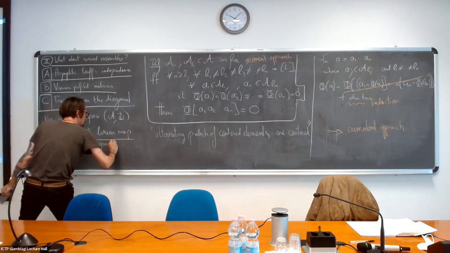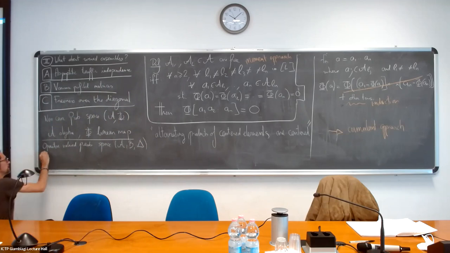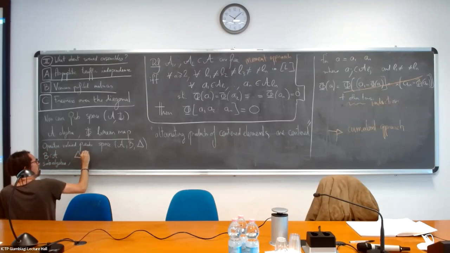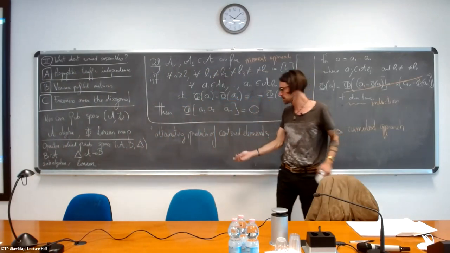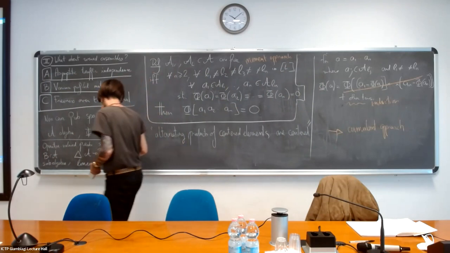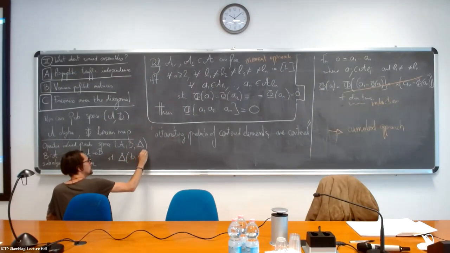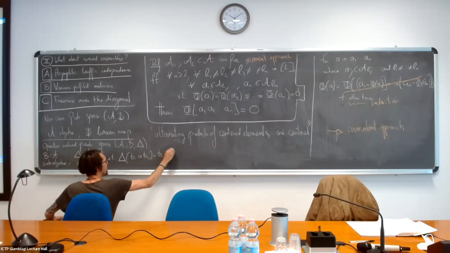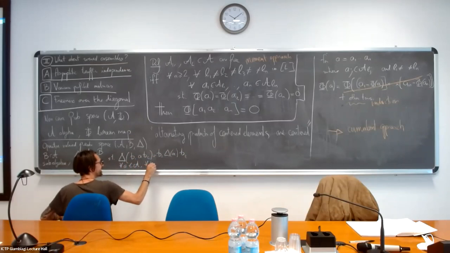that is a triple A, B, and delta, where B is a subalgebra of A, and delta is a linear map from A to B. And we assume that it is a non-commutative conditional expectation in the following sense, such that delta of b1 a b2 is b1 delta of a b2 for all a in A and little b's in B.